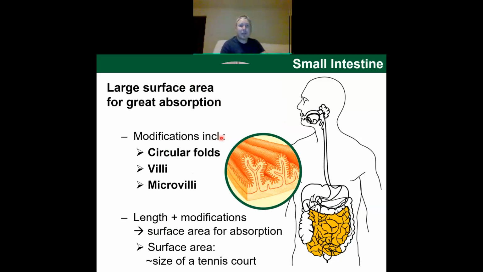So let's look at the small intestines in terms of their wall. There's a lot of folds, there's a lot of villi, and there's a lot of microvilli. All this allows us to have a lot of surface area for absorption. Actually, if you spread out the surface of the small intestines, it's about the size of a tennis court. So a lot of surface area. So it's ideal for stuff to cross into the body.